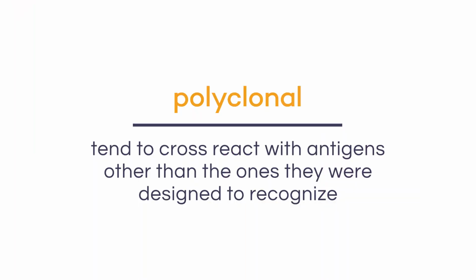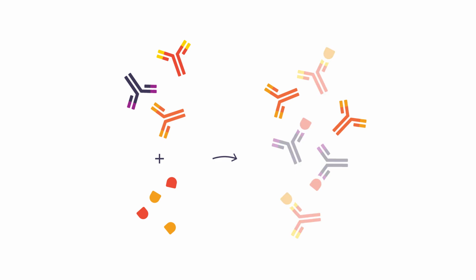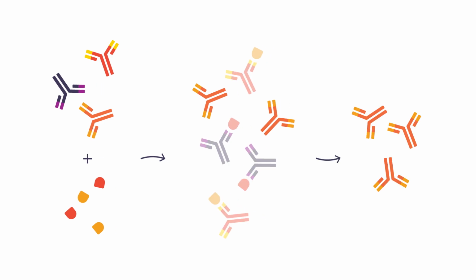Secondary antibodies are polyclonal, and therefore they have a tendency to cross-react with antigens other than the ones they were designed to recognize. Especially when you are multiplexing, you really want to make sure your secondary antibodies are highly cross-absorbed. That will ensure they will not recognize other antibodies that you may be using on that assay.